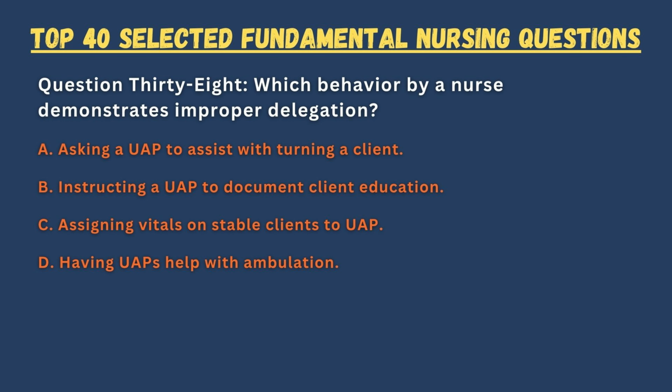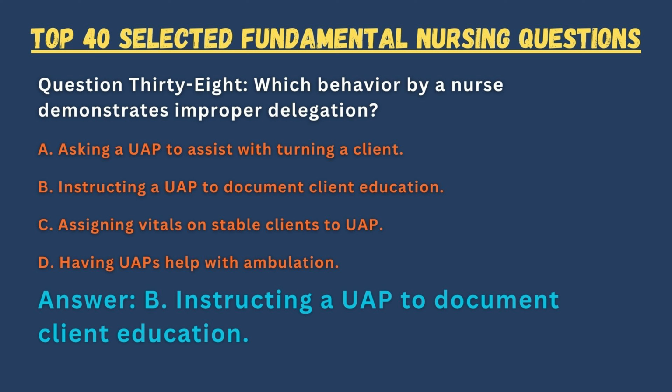Question 38. Which behavior by a nurse demonstrates improper delegation? A. Asking a UAP to assist with turning a client. B. Instructing a UAP to document client education. C. Assigning vitals on stable clients to UAP. D. Having UAPs help with ambulation. Answer: B. Instructing a UAP to document client education.